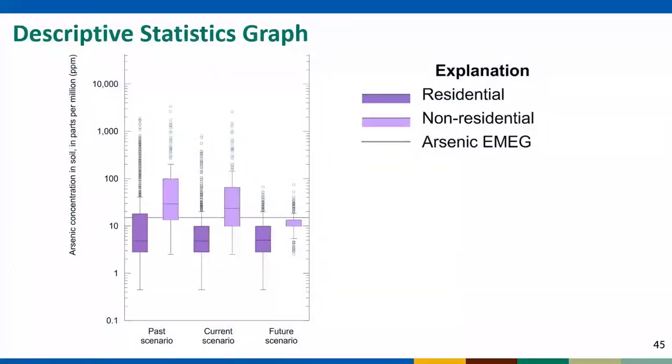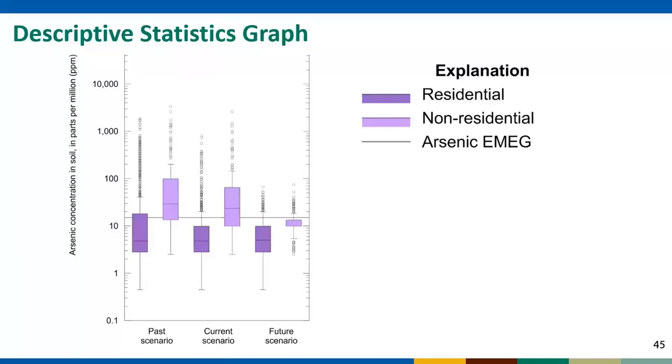This box plot is another way to present some of the same arsenic data. The box plot provides this visual of the properties that exceeded the arsenic EMEG. Box plots are basically a standardized way of displaying the distribution of the data. The circles on my plot are the outliers.